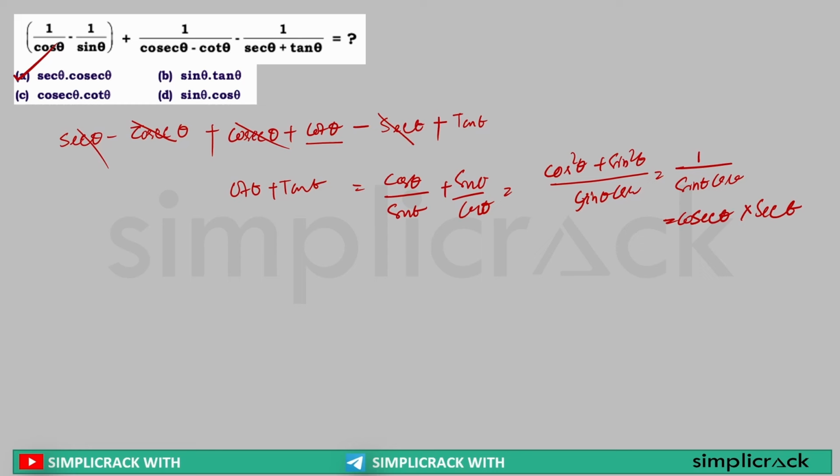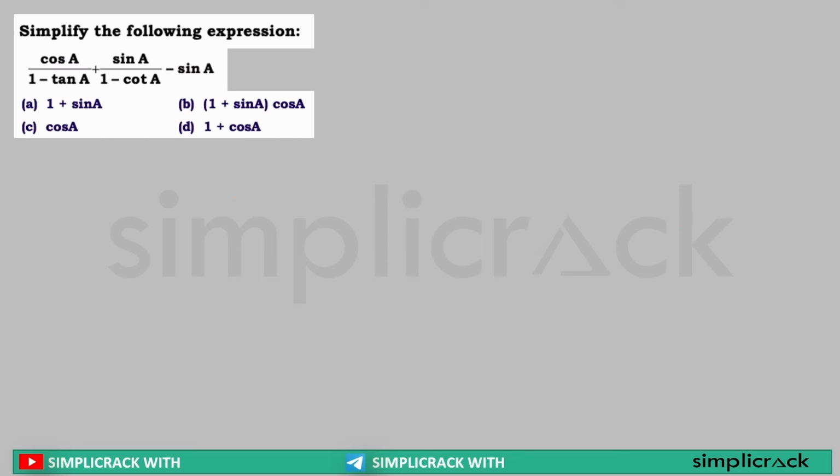Sorted? Now next. cos A by 1 minus tan A plus sin A by 1 minus cot A minus sin A is given. So what I will do, sir? If I take A equal to 45 degree, this will be 1 minus 1, which is 0, so my whole calculation will be an error. So other than taking 45, let's say A is equal to 30 degree, because I need to solve the whole thing. So cos 30 degree is equal to what?